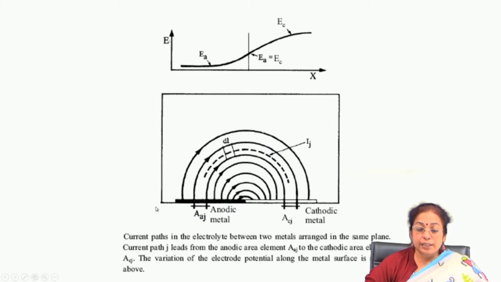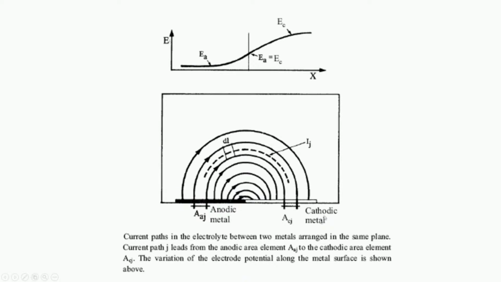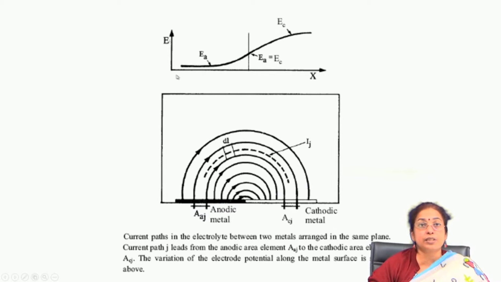So, consider the current path in the electrolyte between two metals, for example an anodic metal and a cathodic metal. Naturally the problem starts at the interface. The anodic side corrodes to a large extent, and by that process it protects the surface of the cathodic metal. If you measure the potential of the anode and cathode, you will find that E anode is quite low, it is active in nature, and E cathode is very high.